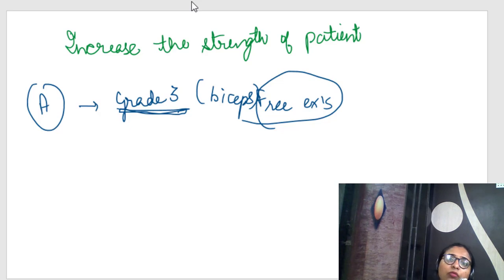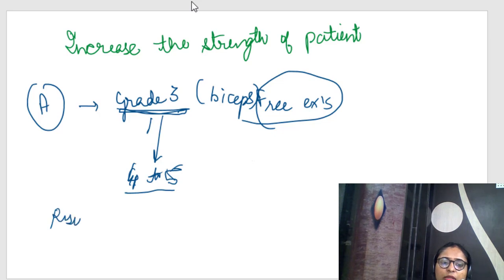So if I have to increase the strength of the patient here, I have to bring the patient's muscle grade from 3 to 4 or 5. So what do I have to do? I have to increase the strength, and for that I have to provide resistance to the patient. Resistance is directly proportional to the strength, according to the patient's requirement.